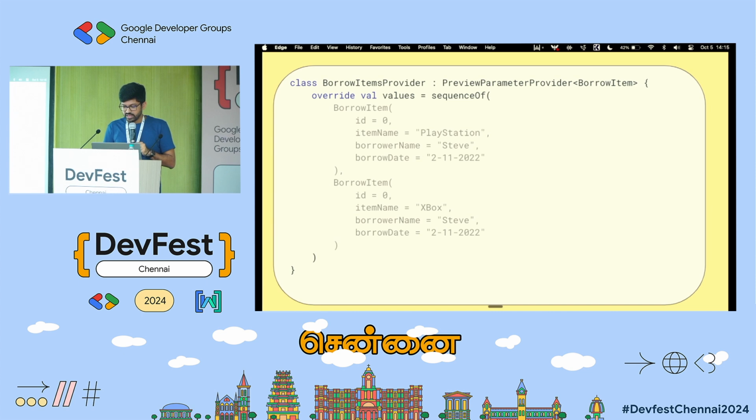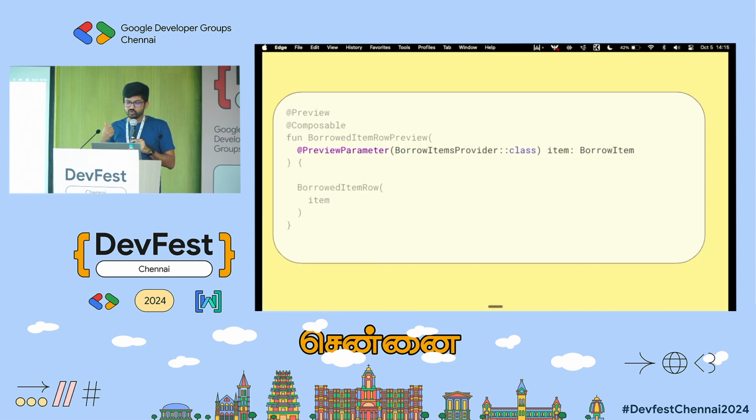And all you have to do is this, one preview method, but instead of passing in a manual argument, you use the borrow items provider class, which is the class you have just defined, with the preview parameter annotation, and you get an instance. The compiler takes care of everything else. With this, you get all your combinations. Now imagine if you're doing this on your code base. You have significantly reduced the amount you do. This way, you can just create the generators beforehand, so you don't have to wait for the time you're writing your previews. You can have the data beforehand, write previews whenever.